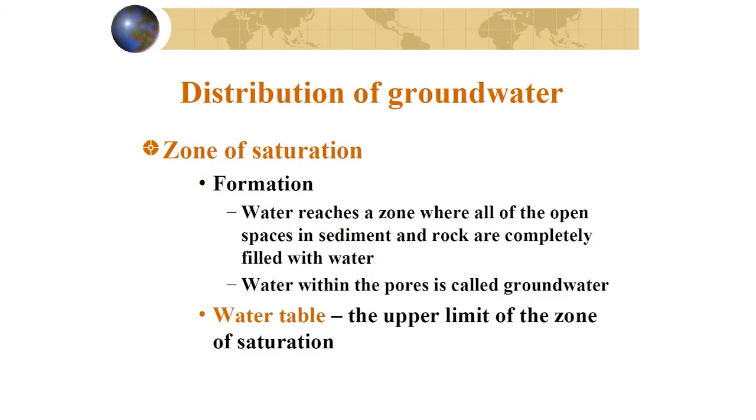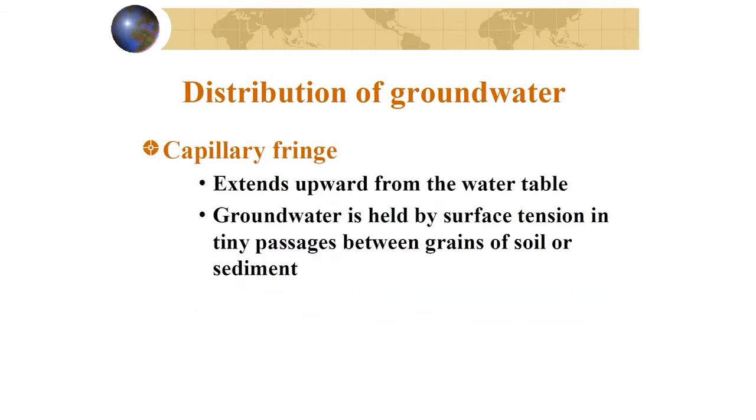And the distribution of groundwater, or the vertical distribution, is like this. In the zone of saturation, the water reaches a zone where all of the open spaces in sediment and rock are completely filled with water. Water within the pores is called groundwater. The water table is the upper limit of the zone of saturation.